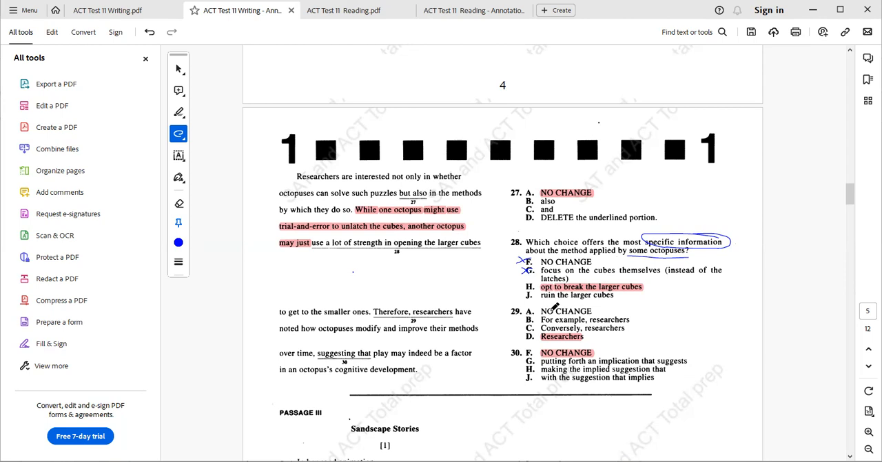No, actually, I was between H and J, but I didn't know the meaning of opt. So I chose J. They try.